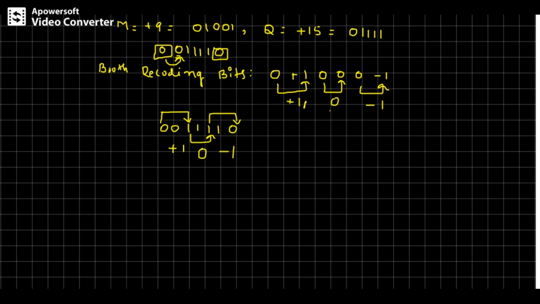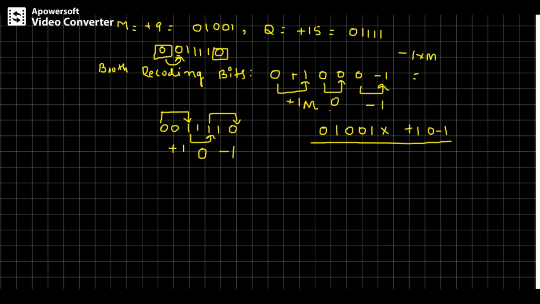So now we can start multiplying with m. So for that I will write m as it is. So m in the sense 0, 1, 0, 0, 1 into plus 1, 0, minus 1, plus 1, 0, minus 1. So we know that minus 1 into m. So what is the meaning of minus 1 into m? Minus 1 into m in the sense 2's complement of m.